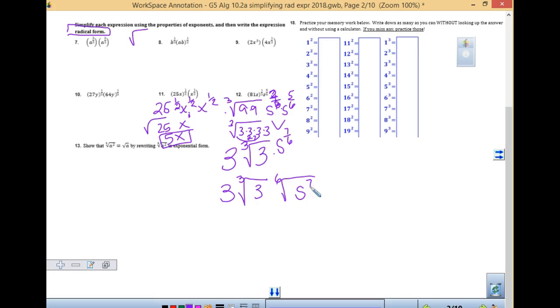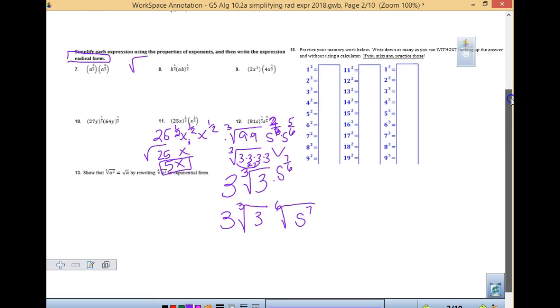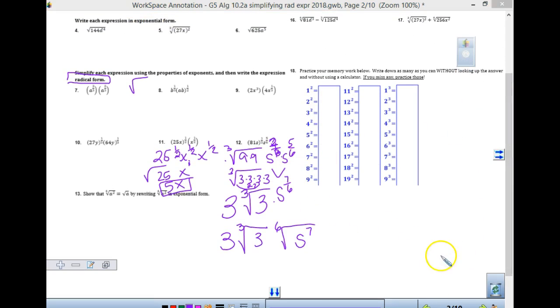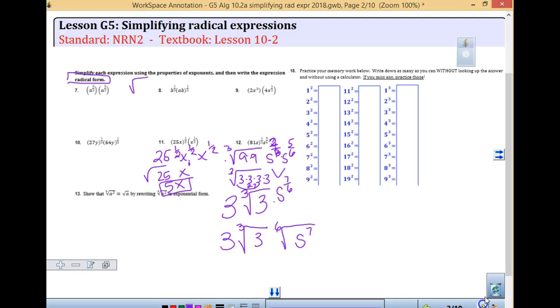Next week on Thursday, we have a quiz covering all this stuff, going through the lessons that we're doing this week through G7. You will be asked radical form and exponential form and to simplify, looking at these worksheets that we've been doing. It'll be all that kind of stuff.